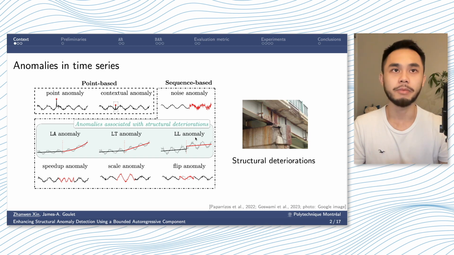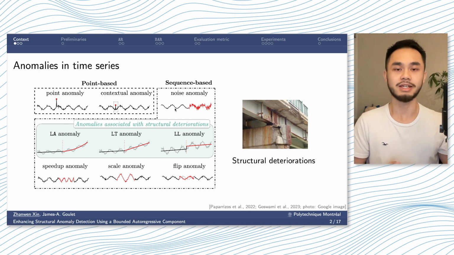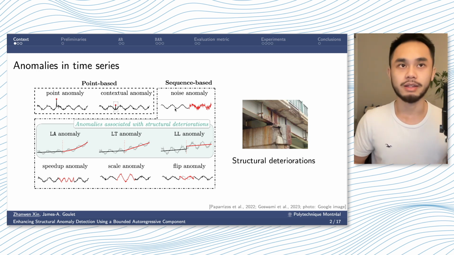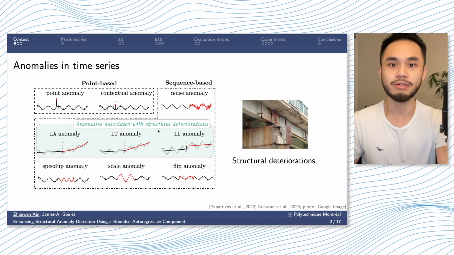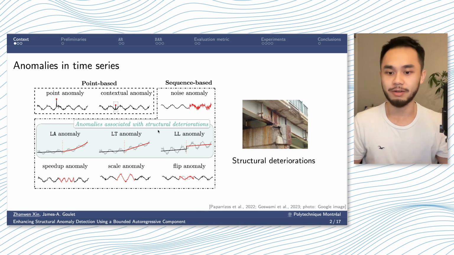The reason we care more about these three types of anomalies than the others is that in the context of structural health monitoring, the other anomalies are usually caused by sensor faults or environment issues. These three anomalies are typically associated with structural deterioration, which could develop over years or even decades.